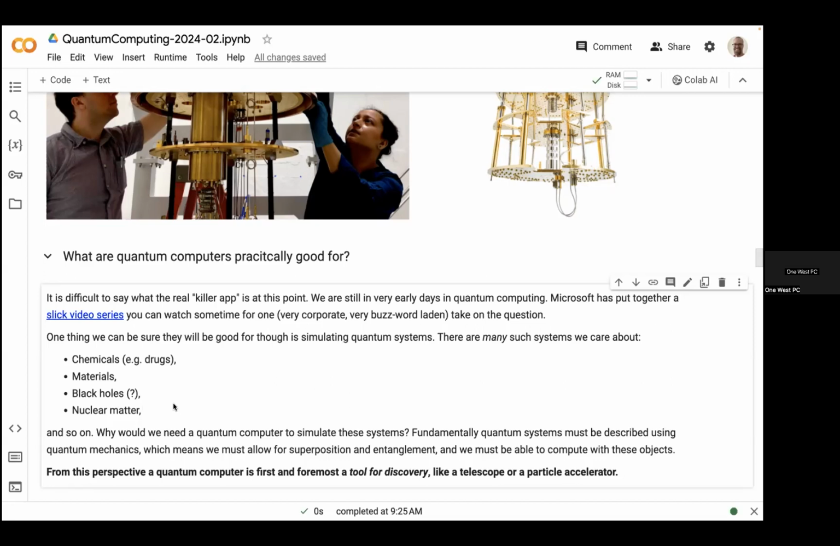So from this perspective, a quantum computer is really a tool for discovery. It's like a telescope or a particle accelerator. It's not necessarily like a GPU card that speeds up some particular calculation for you, because they're going to really be good at particular types of calculations.